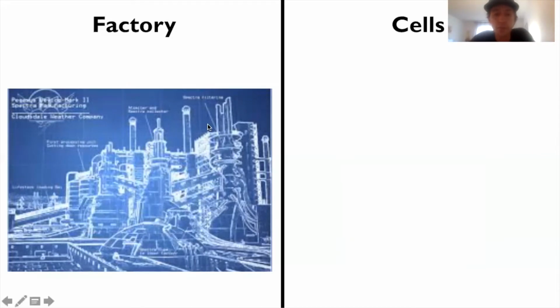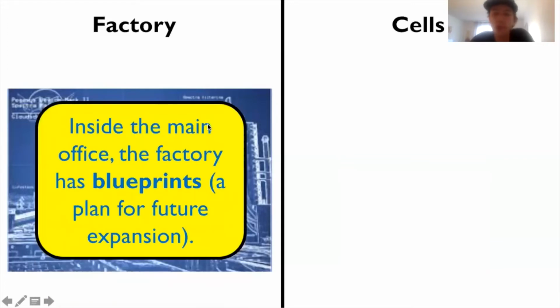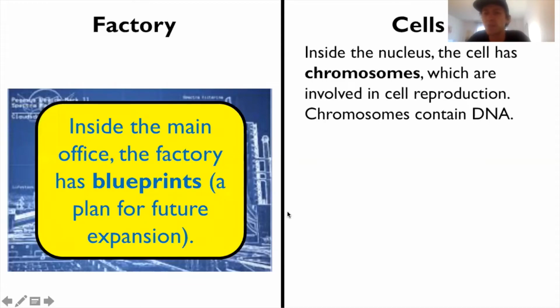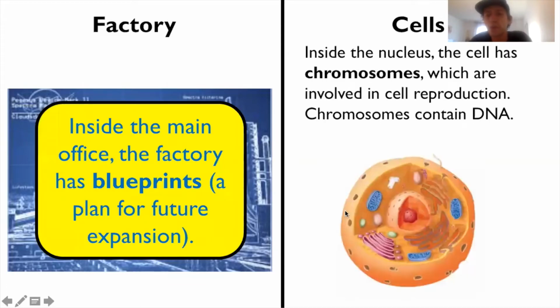So blueprints are plans for, I'm going to say, future expansion. How are we going to add on to the office? It's all right here. The information, the code is all in this blueprint. Well, in a cell, we've got something similar. We've got these little X-shaped bundles of DNA. I know you've heard of DNA, deoxyribonucleic acid. They're all bundled together into these X shapes, and we have 23 pairs of these inside the nucleus.